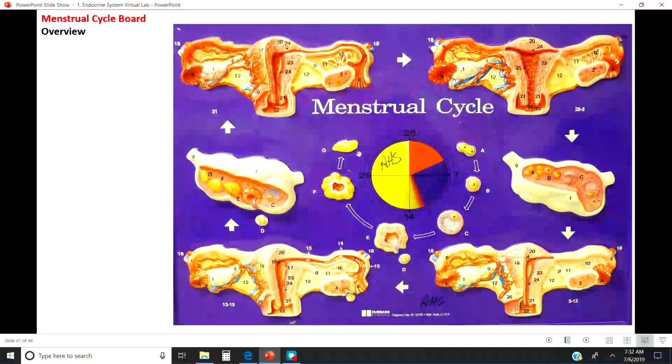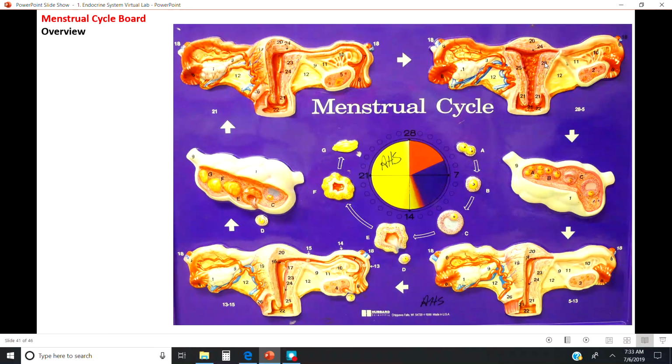So this board is broken down into a couple of different parts. This whole middle area is going to represent something known as the ovarian cycle. What we're going to look at is changes that take place each month based on hormones. These hormones that are actually produced by the ovaries are going to cause changes in the uterus. So in the four corners is a representation of the reproductive organs.